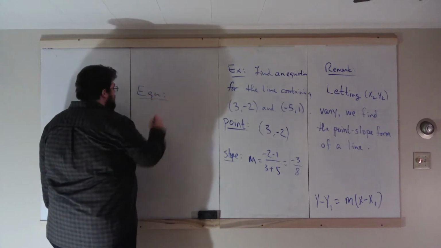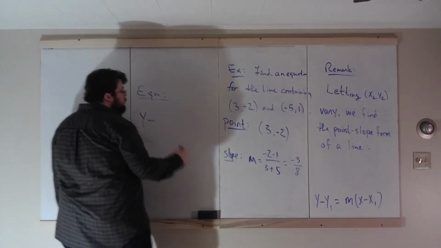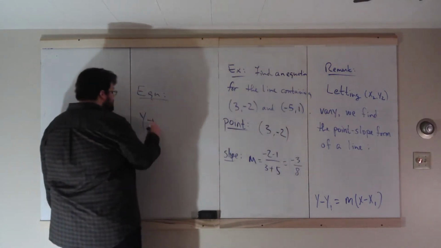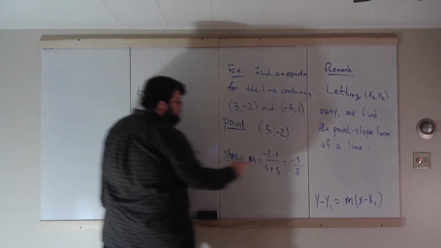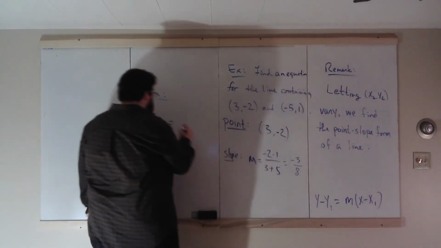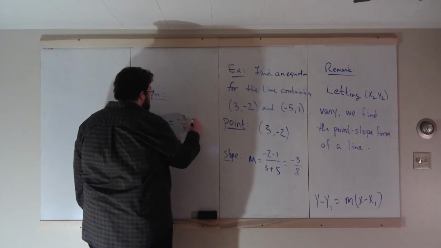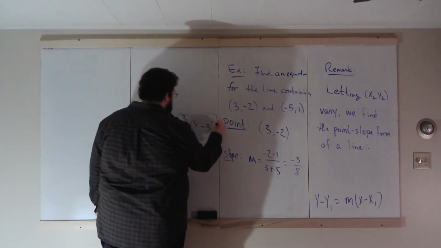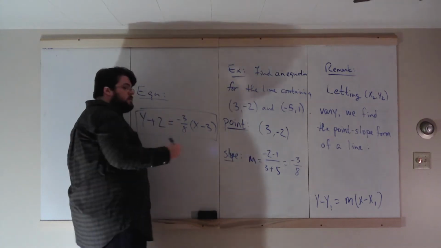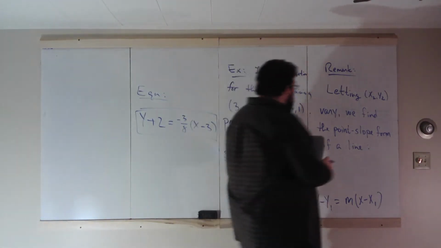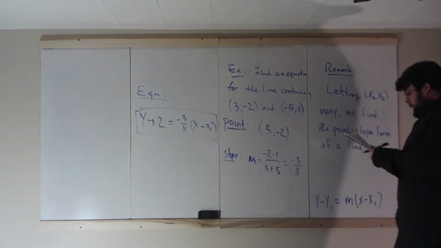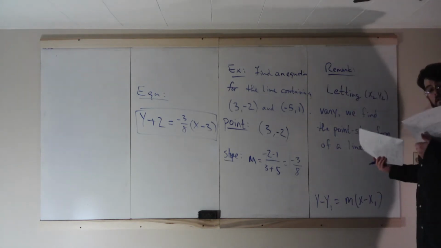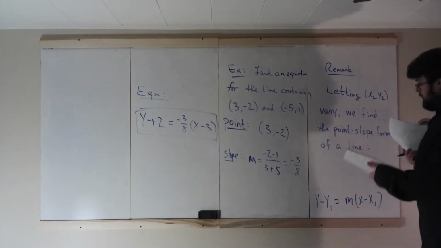Equation, EQN, y minus the y value, so y minus -2, equals slope, which is -3/8, times x minus the x value. And you don't need to simplify that into slope-intercept form. You leave that as it is. That's a perfectly fine equation for a line. And you know it's perfectly fine because that rhymed.